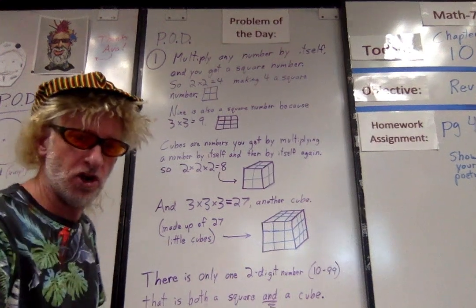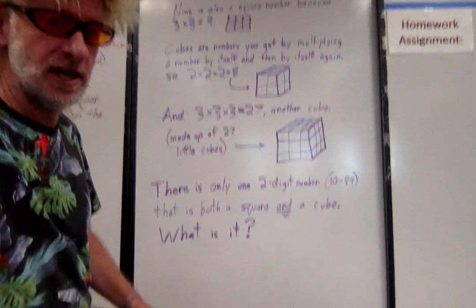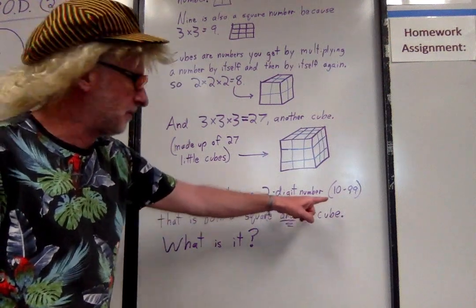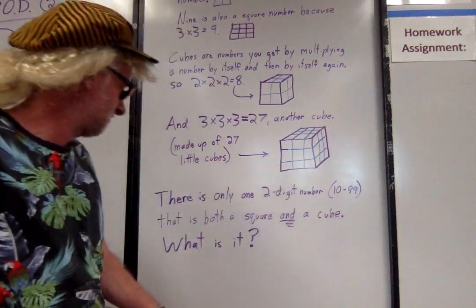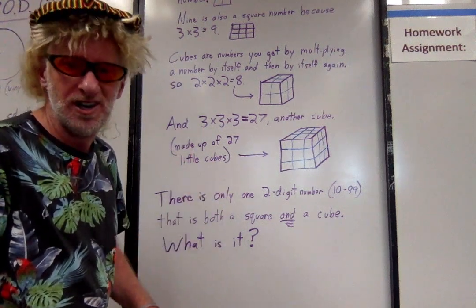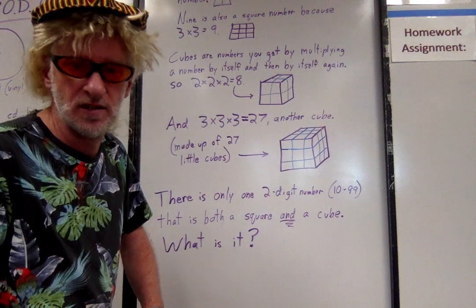All right, so here we go, everybody. Here is the big question then. There's only one two-digit number. That means it's got to be between 10 and 99. That's both a square number and a cube number. I don't think I'm going to give you guys any hints. See if you can solve that one.